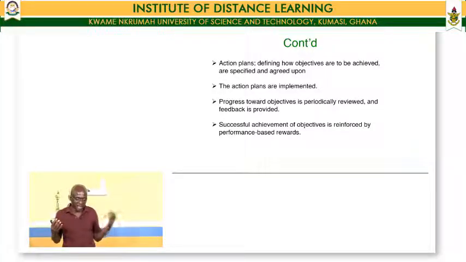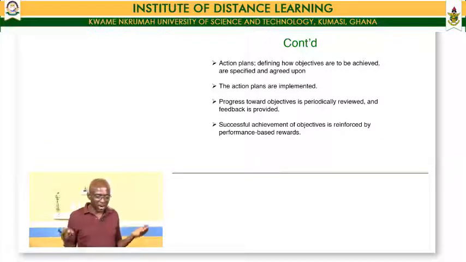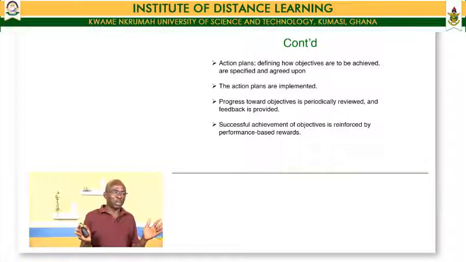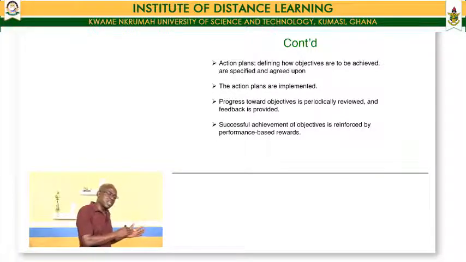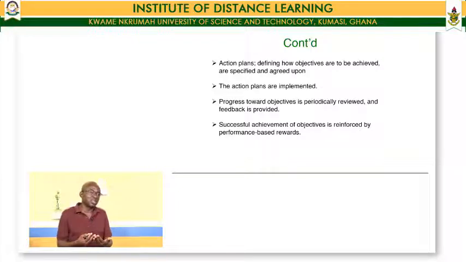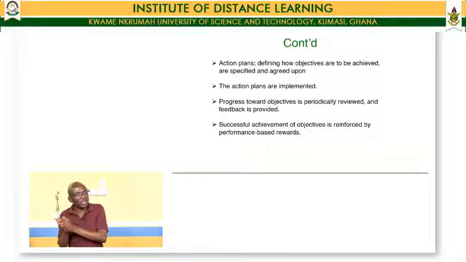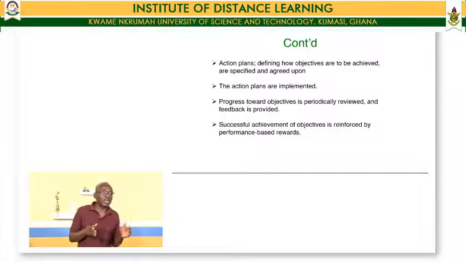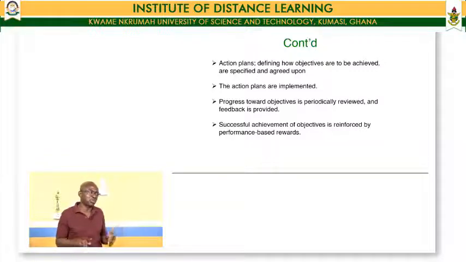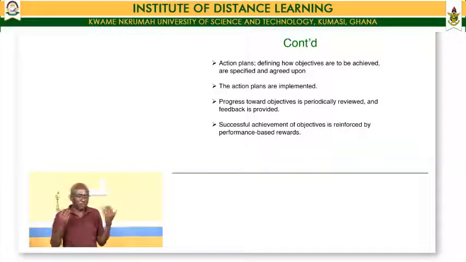Just like the planning, we need to monitor to see whether the planning process is being followed accordingly or people are deviating from what has been decided. And so we need to periodically review, monitor, and evaluate what we have set for ourselves, provide feedback, and then determine whether there's a need to maintain it, or the need to change or modify it, such that it will suit the environmental conditions prevailing at that particular time. And so, successful achievement is reinforced by performance-based rewards. When we have MBOs, normally a person is rewarded after the person has achieved that objective.